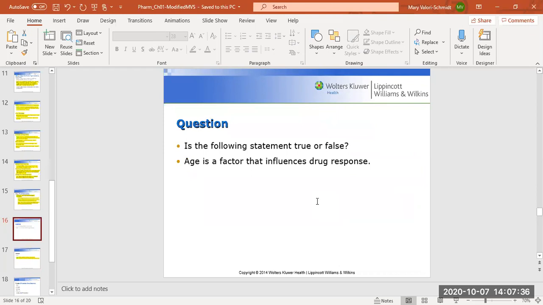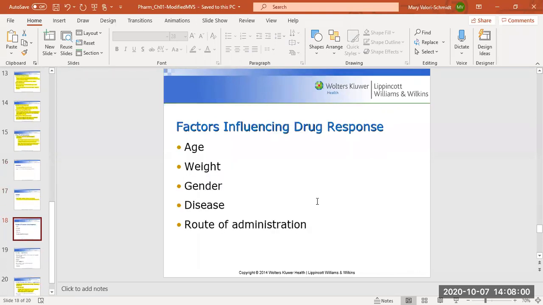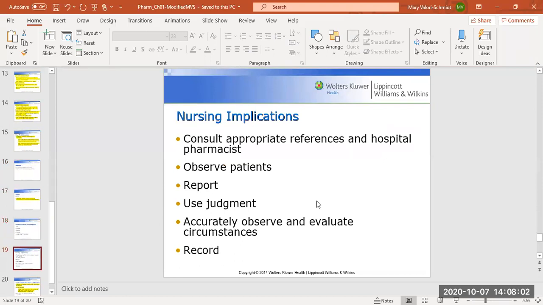Okay, so there's a little question here in the PowerPoint. Is the following statement true or false? Age is a factor that influences drug response. Know this: age, weight, gender, any other diseases the patient has, routes of administration, these are all factors that influence how the patient responds to a drug. Okay, right there.